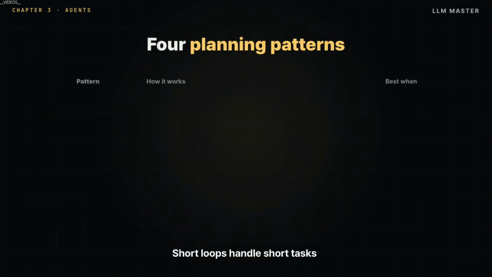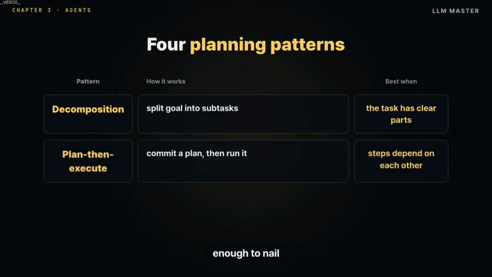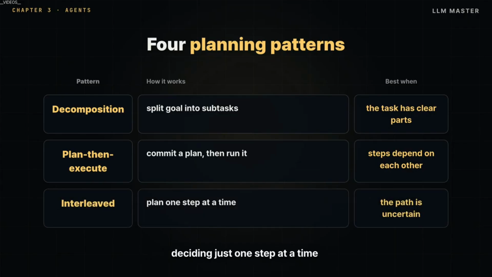Short loops handle short tasks, but ask an agent to migrate a service or research a question with 10 moving parts, and reacting one step at a time isn't enough. It loses the thread. Planning is how agents hold a long horizon. The simplest form is decomposition. Break the goal into named subtasks so each one is small enough to nail. Plan-then-execute goes further. The model writes the entire plan up front, then carries it out, which shines when steps depend on each other and you don't want it improvising the order. The opposite extreme is interleaved planning, deciding just one step at a time, which wins when the path is genuinely uncertain and any fixed plan would be obsolete by step 2.